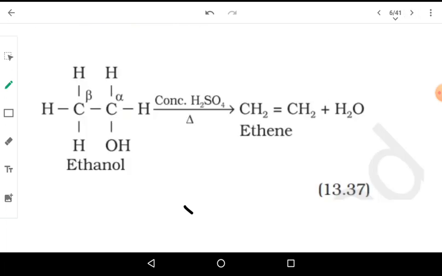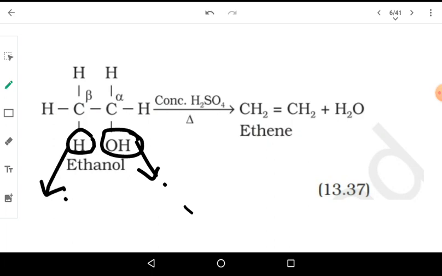So let us see the example here. Here we can see the OH on the alpha carbon, and this OH is removed along with the hydrogen in the adjacent position, that is in the beta carbon. So these two are removed, resulting in the formation of free radicals here and here, and they are going to be joined with another bond, so we get a double bonded compound, that is ethene.